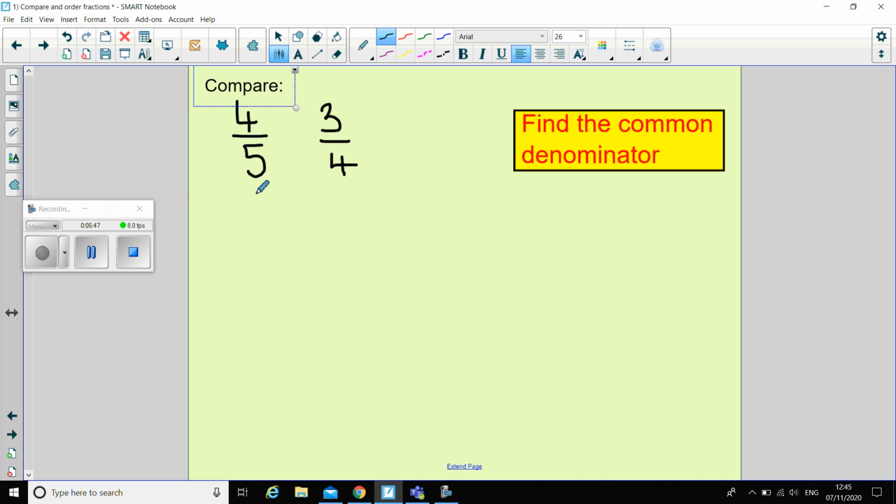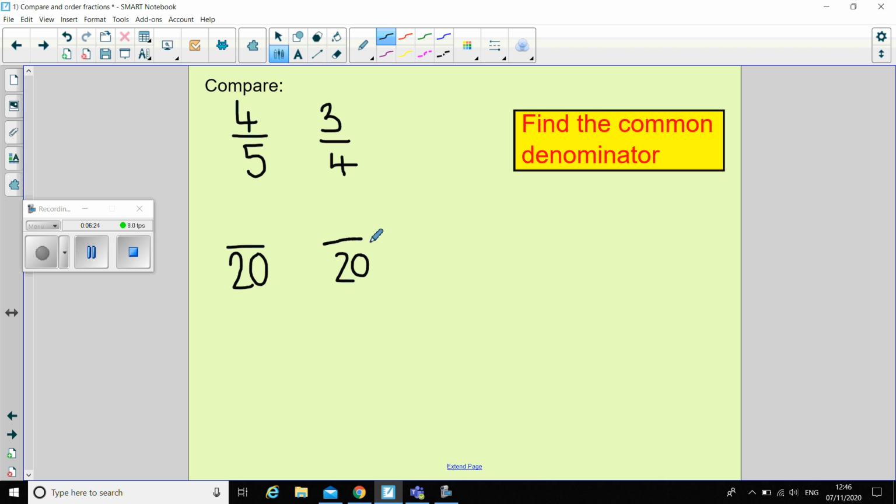5 doesn't work. What about making it 10? Would that work? Does 4 go into 10? Hopefully you realise it doesn't. So next, thinking about my multiples of 5, 15, would that work? Does 4 go into 15? It doesn't, does it? So how about 20 then? Does 4 go into 20? It does. So I'm going to make my denominators for both of these fractions 20.